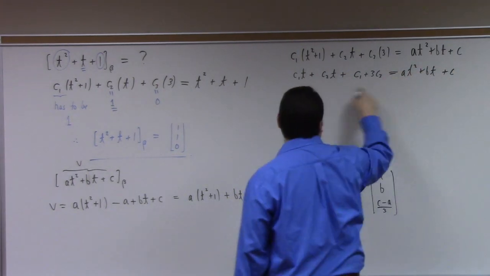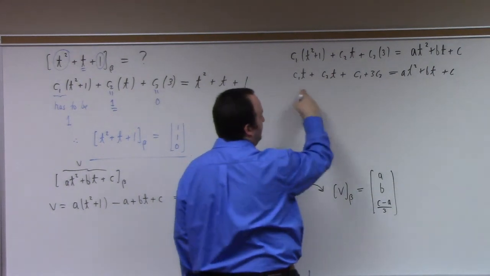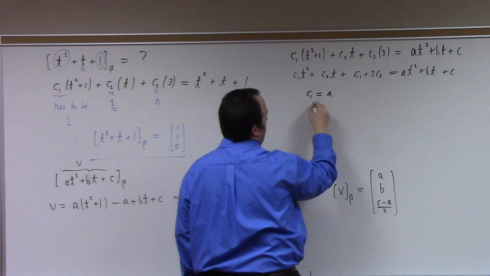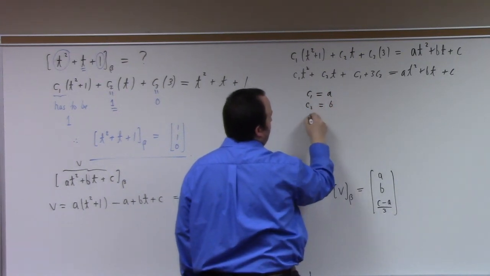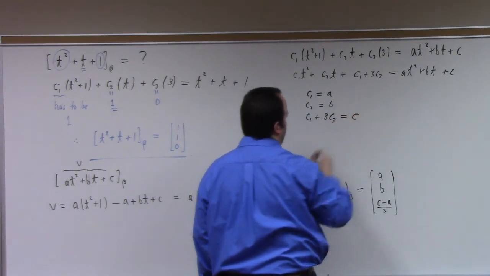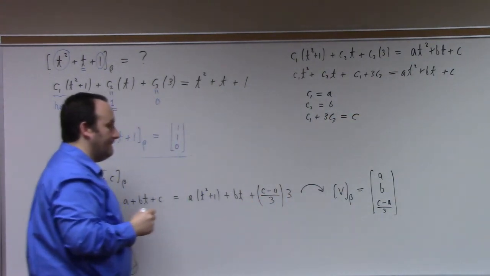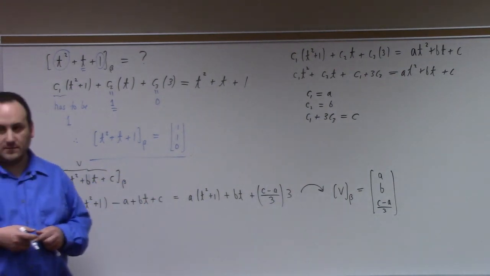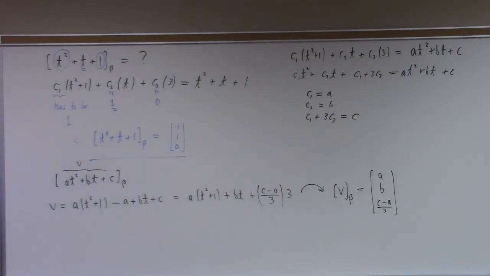We use the linear independence of the monomial basis to read off the following equations. We need c1 equals a. We need c2 equals b. We need c1 plus 3c3 equals c. And you can solve those equations for c1 and c2 and c3 in terms of a, b, c. And you get that. So my cleverness doesn't really save you much calculation.